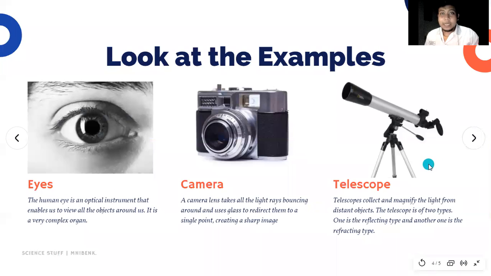Okay, so now let's look at some examples. The first is eyes, which we already talked about before. Eyes are an optical instrument that enables us to view all the objects around us. It is also a very complex organ. So basically, how do eyes work? They capture light, and that light will then be refracted again onto the retina behind our eye socket.